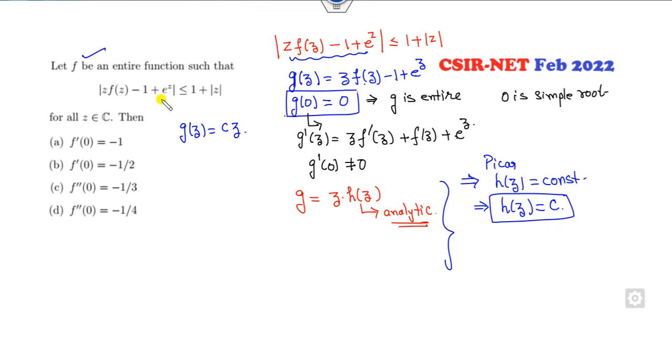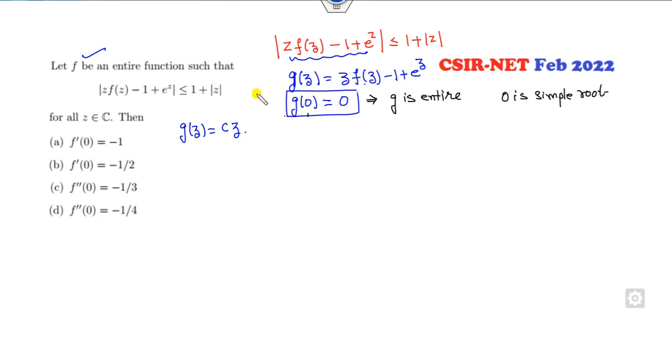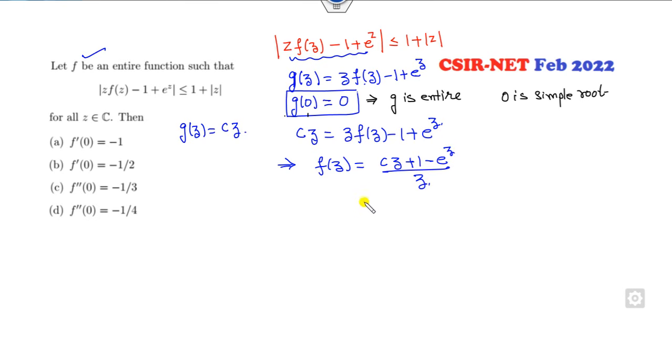Fine. Now I can substitute this value here. So that means c times z equals z f of 0 minus 1 plus e raised to power z. Can you find the value of f of z from here? f of z equals cz plus 1 minus e raised to power z over z, that is, c plus (1 minus e raised to power z) over z. This is my f dash.